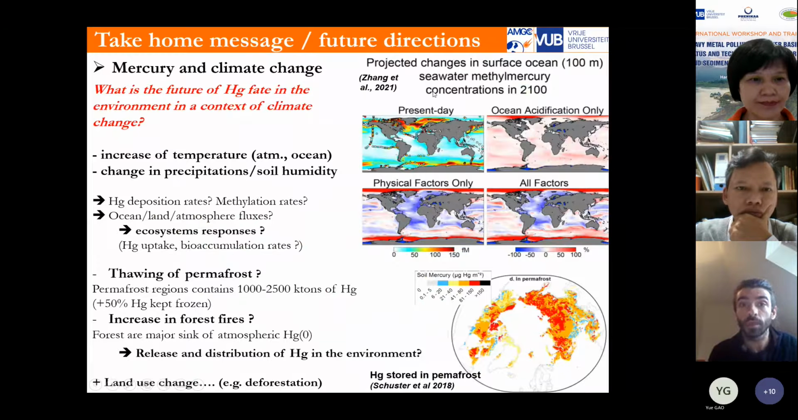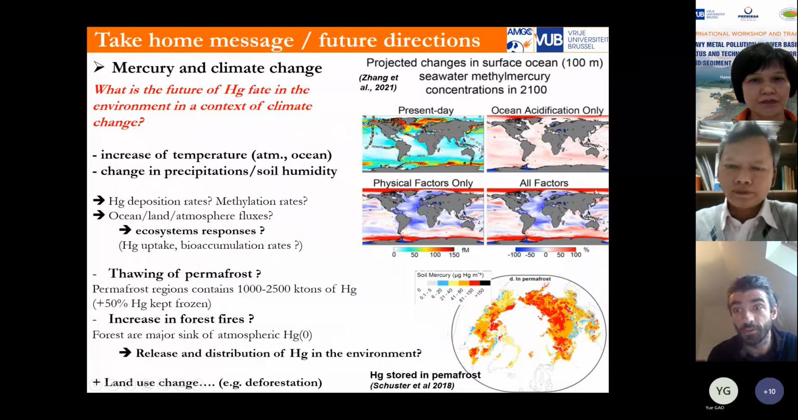Here is a study that has been published just recently, and people show the methyl mercury concentration in seawater. It's in femtomolar, so it's very, very low. It's 10 to the minus 15. And here, depending on what's going to change, you can see the increase or decrease of methyl mercury concentrations. And so in some areas, especially in the Antarctic and Arctic, you can have a 100% increase.